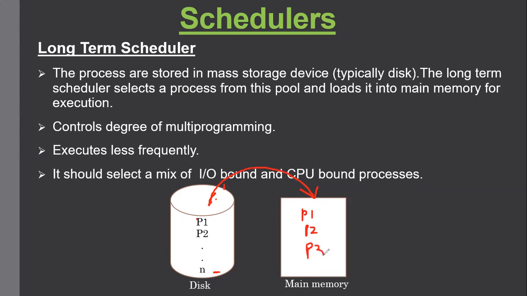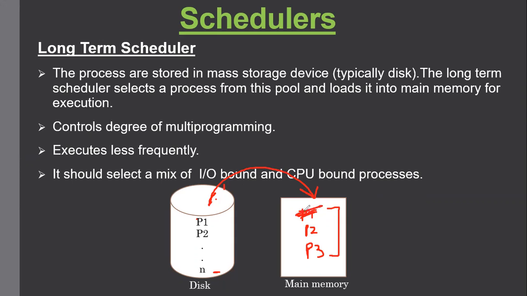And right now P1 is executing. Let's say it is a multi-programming environment, so P1 requests some IO device, so P2 will start executing, then P3. So your long-term scheduler will come into the picture only when one of the processes in main memory completes its execution, right? Because only then will it be removed from the main memory.